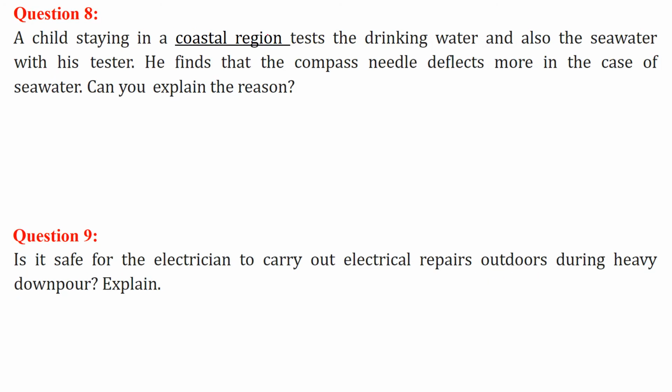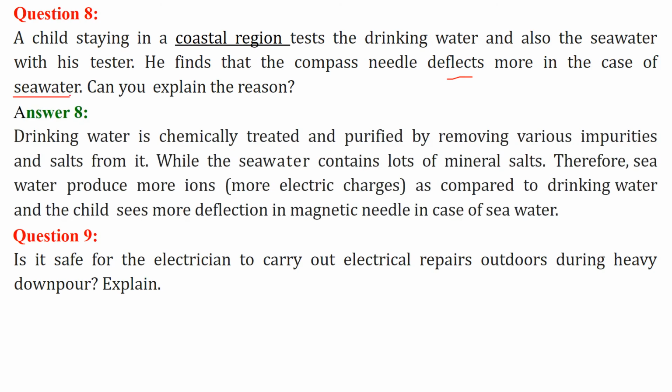A child staying in a coastal region tests the drinking water and also the seawater with his tester. He finds that the compass needle deflects more in the case of seawater. Can you explain the reason? This is because the seawater contains more salts. Drinking water is chemically treated for us so that we can drink it, and it is purified by removing various impurities and salt from it.